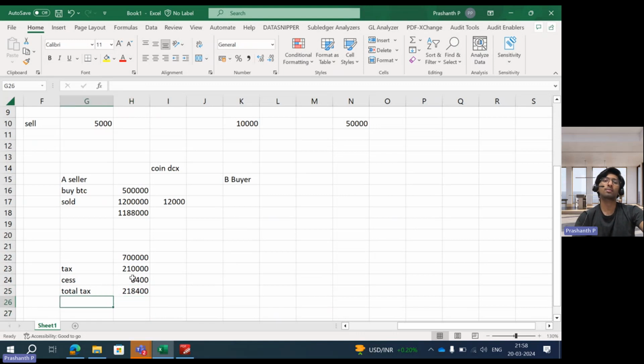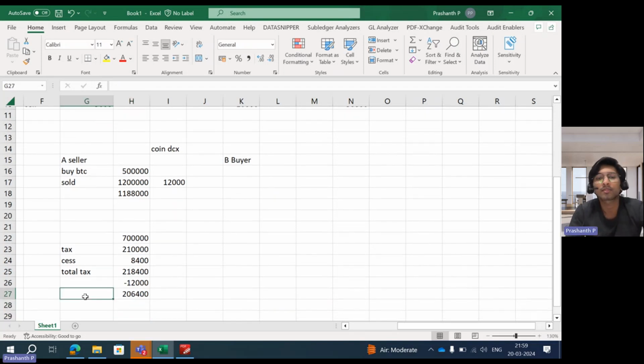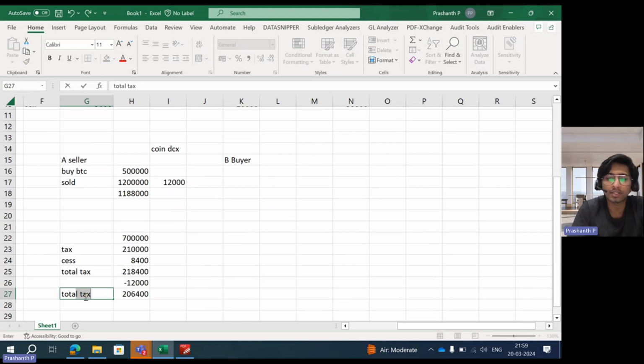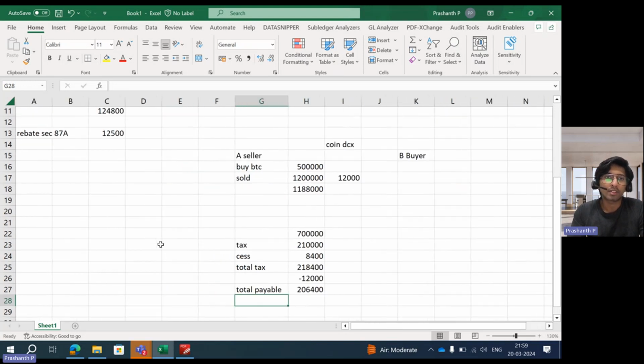Right? Now on this total tax amount, TDS is already deducted under section 194S, that is on 12 lakh rupees at the rate of 1%. So this 12,000 he can deduct from this total tax, minus 12,000, right? So what is the total net liable to pay? At the end of the day, he will have to pay 2,06,400 rupees as tax, right? Let's say it is total payable. I hope this is clear. Now, I hope everything till now is very easy.